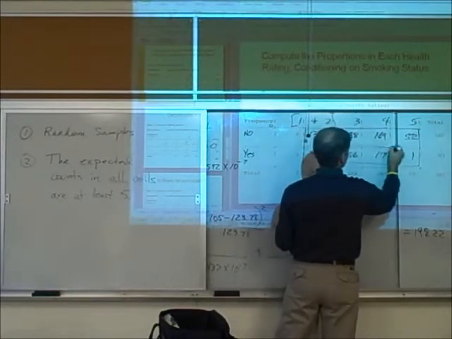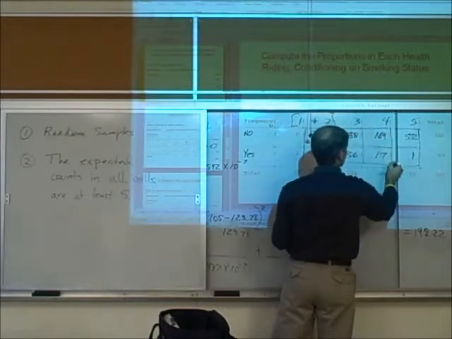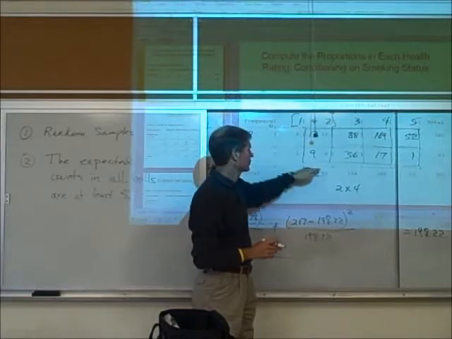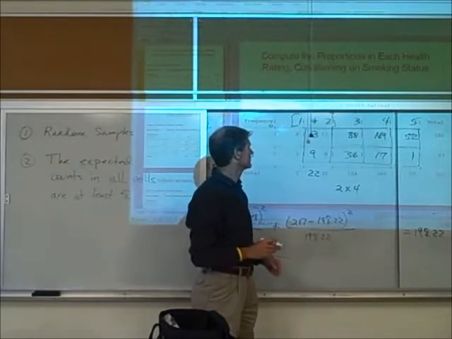Actually, now that I have the numbers, I could pull up my calculator. So is this considered a 4 by 4? No, it's a 2 by 4. There's 2 rows and 4 columns.